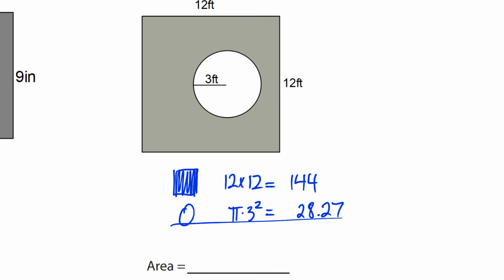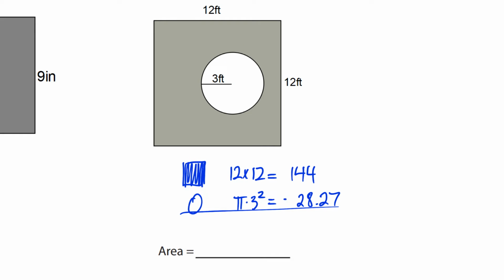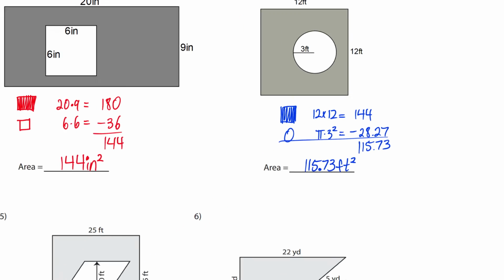28.27. So again, what are we going to do with those two things? Subtract them. 144 minus 28.27 is what? 115.73.